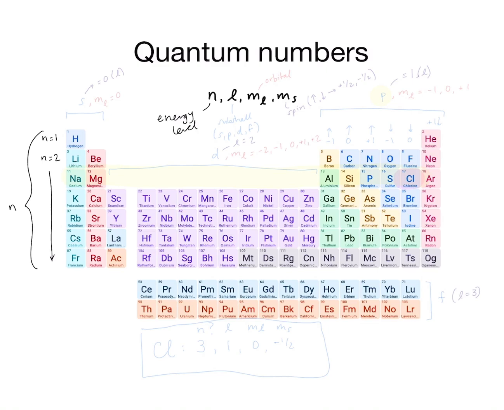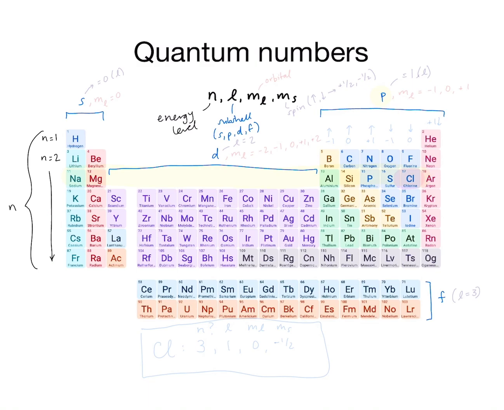L, or the azimuthal quantum number, helps us determine the subshell. And this, we may recall, is s, p, d, or f. And so our s subshell is our first two columns here. The right side of the periodic table is our p subshell. Composed mostly of the transition metals is our d subshell, and the series at the bottom are our f.